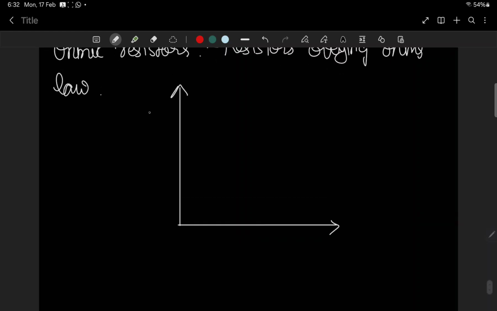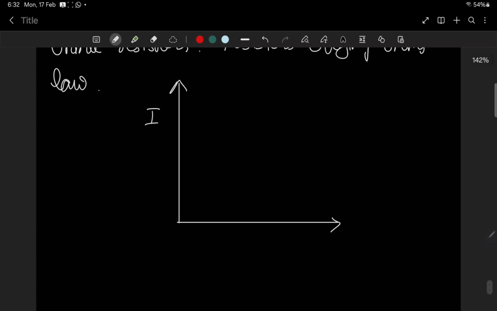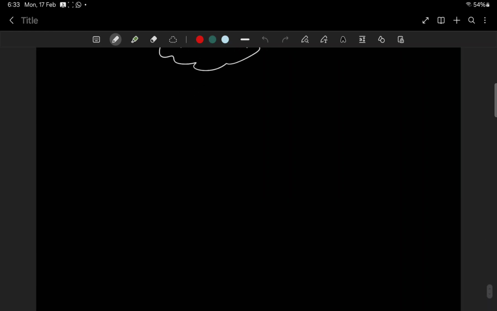okay, this is I. 1 second, something is happening to the device. Yes, V equal to IR we wrote, right?